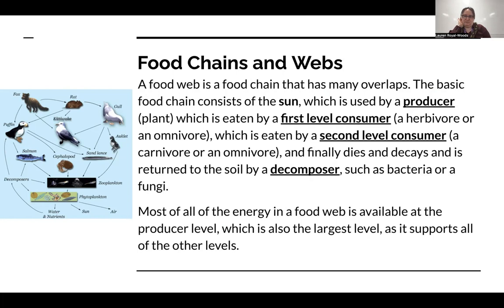Anyway, as you can see, a food web is basically a food chain going every which way, because more than one creature can eat rats. Some birds eat rats, some foxes eat rats, all the way around. The rat might eat the puffin's eggs here. All this fun stuff. So more than one predator per prey item.